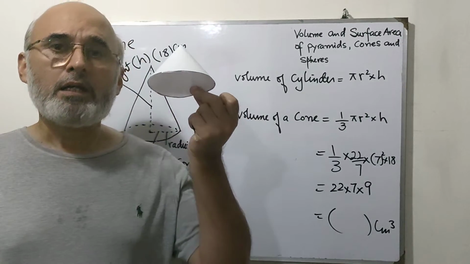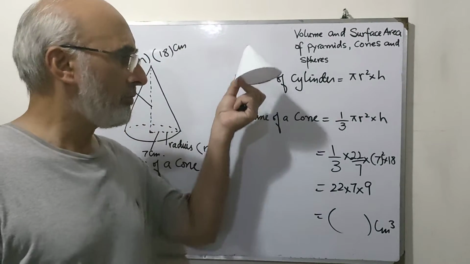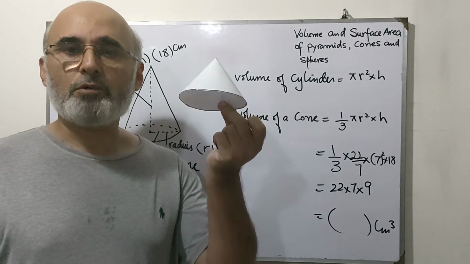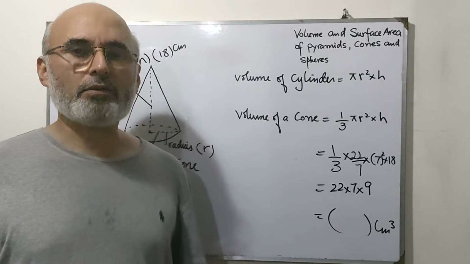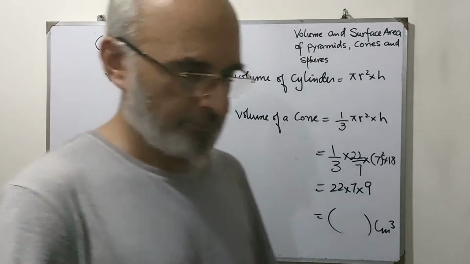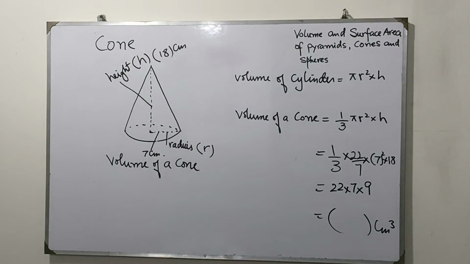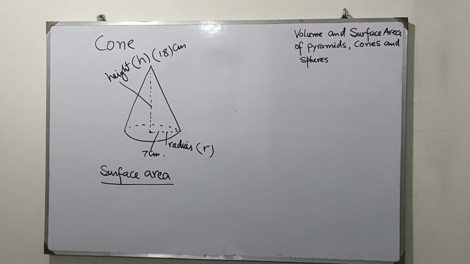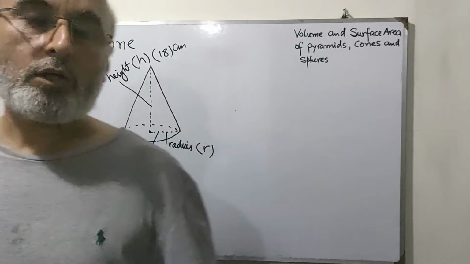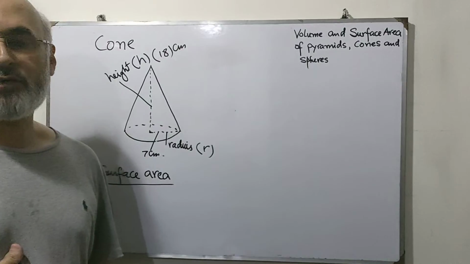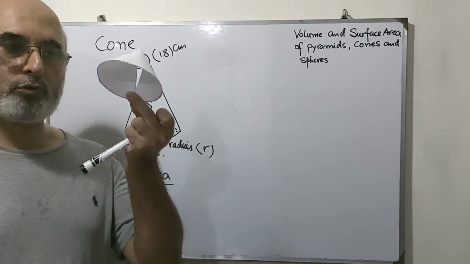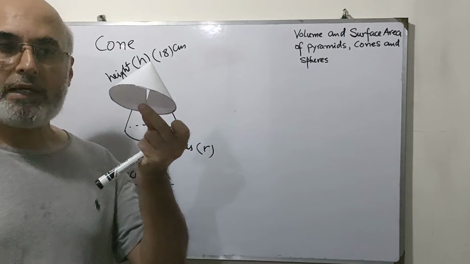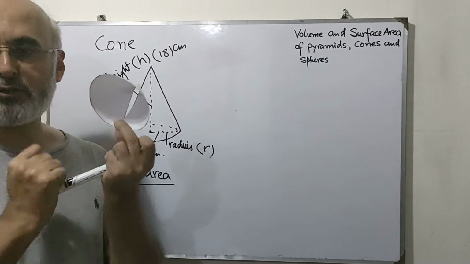Okay, now, have we understood how to calculate the volume of a cone? Pretty simple, right? Now, let's talk about surface area. We are going to talk about the surface area of a cone. When we talk about the surface area of a cone, remember this cone has a circular base as well, right?